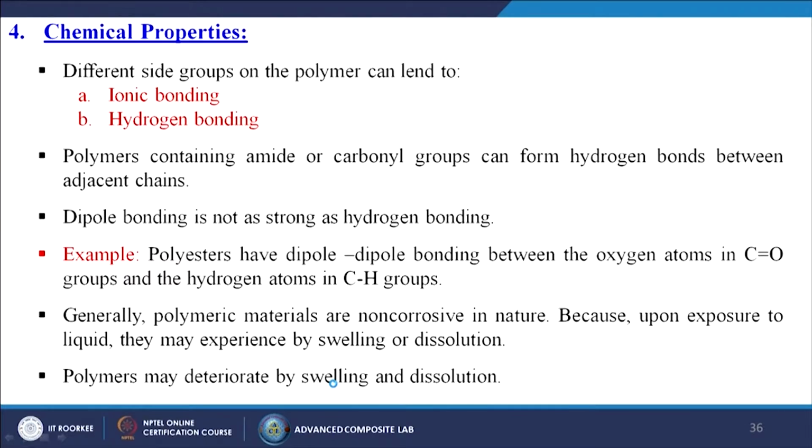Now, we are going to discuss the chemical properties of polymers. So, different side groups on the polymers can lend themselves to ionic bonding, and another one is called hydrogen bonding.